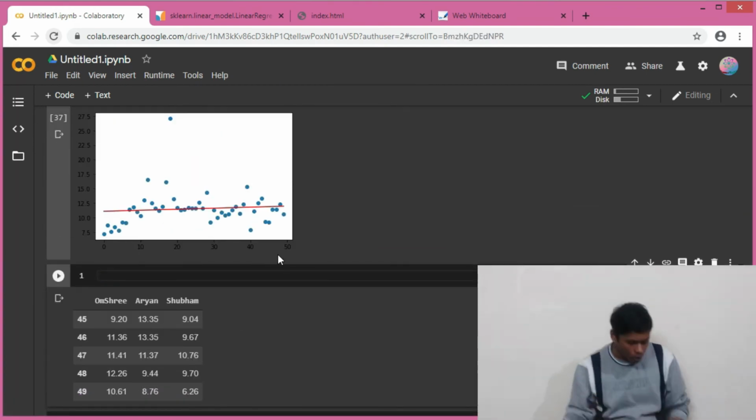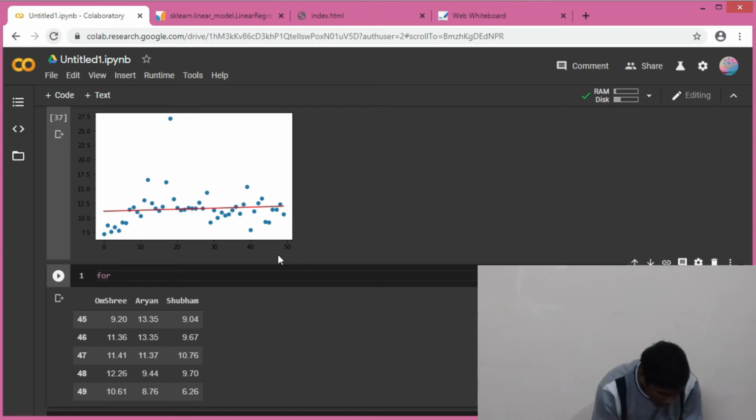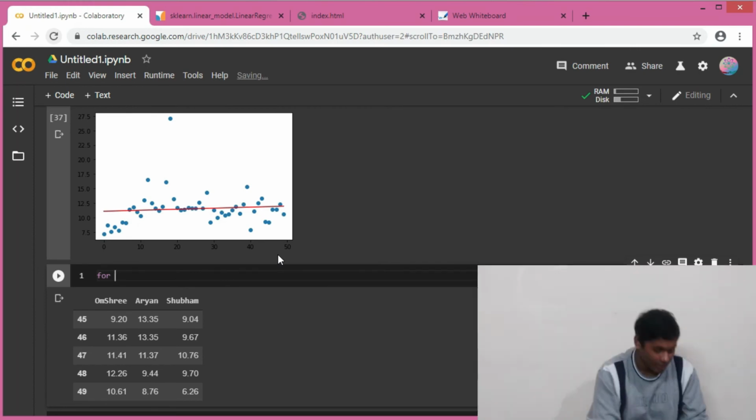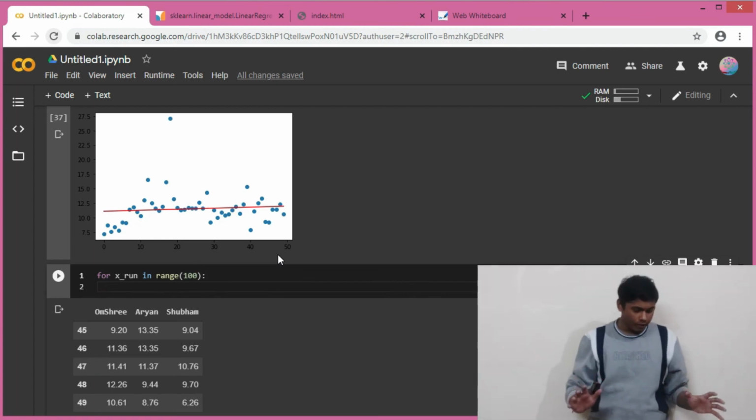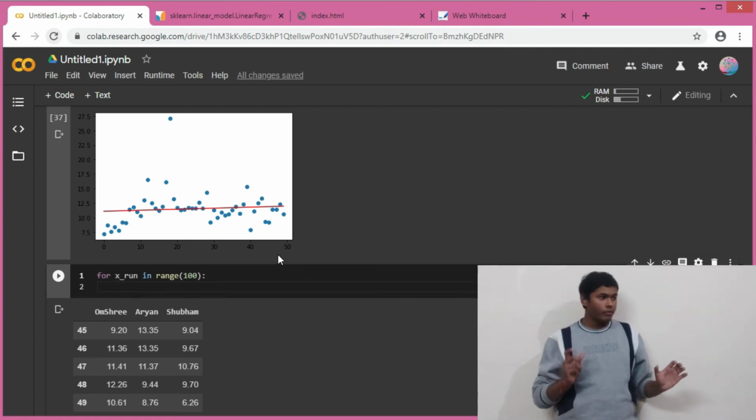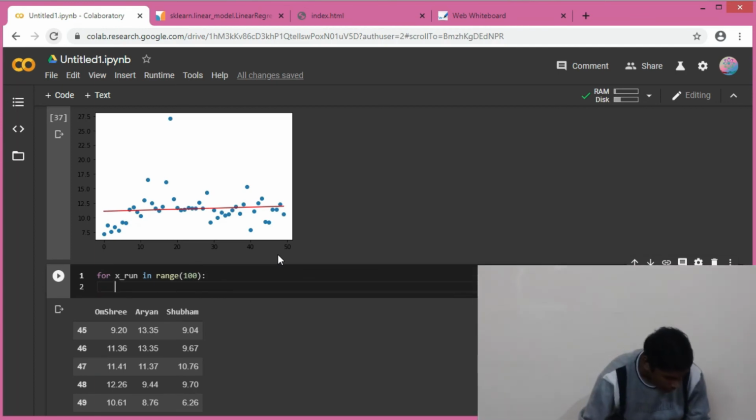Let's just make that. Okay, so what do I need? I need a for loop. For x run in range 100. What do I need? Out of the 100 that I have, I need each and every number, and I need to predict it. I need to predict at those numbers.